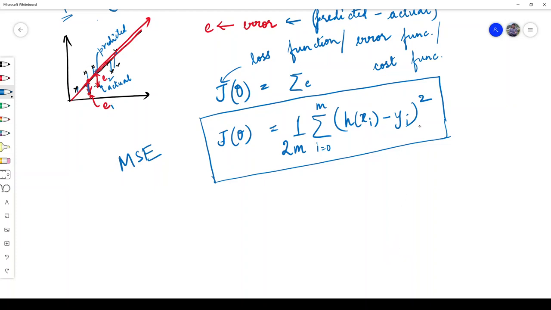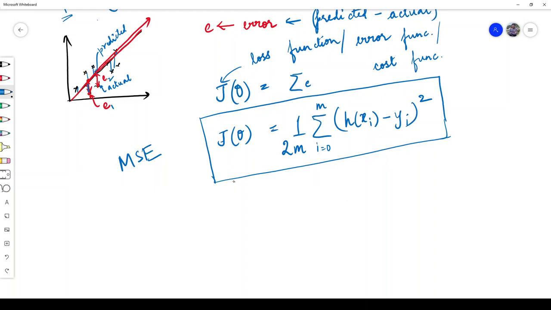Okay, so xi is the input at that point, and yi is the actual value at that point. You sum over all the errors, so summation from i equals 0 to m. And you square the errors because you don't want positive or negative. And finally, you take the average. So 1 by m, and 2 into that.